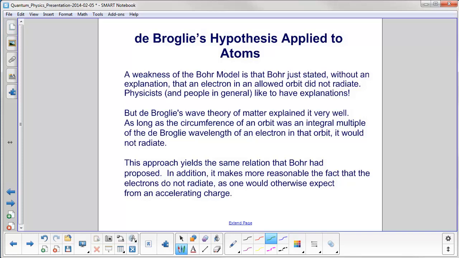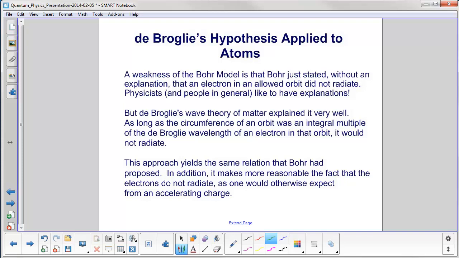A weakness of the Bohr model is that Bohr just stated, without an explanation, that an electron in an allowed orbit did not radiate. Physicists, and frankly people in general, like to have explanations. De Broglie's wave theory of matter explained it very well.